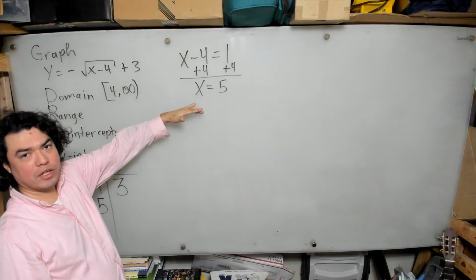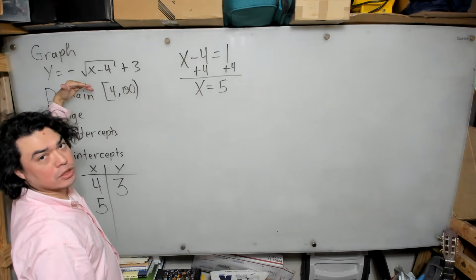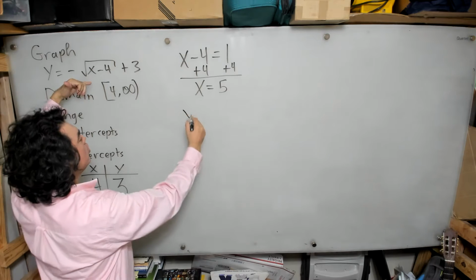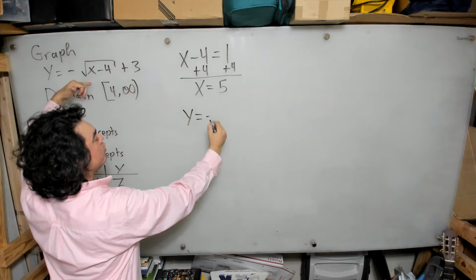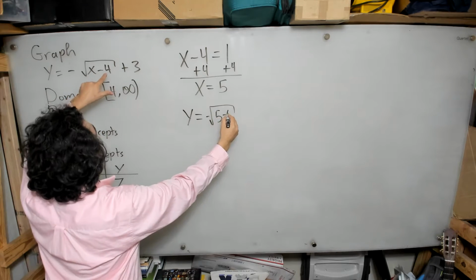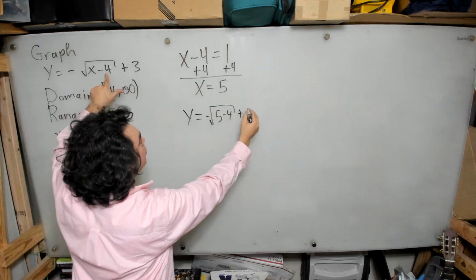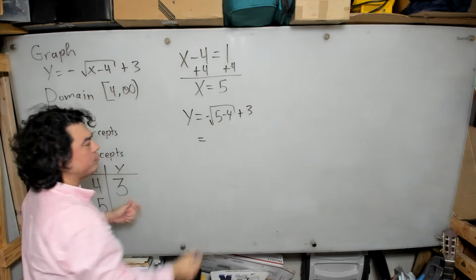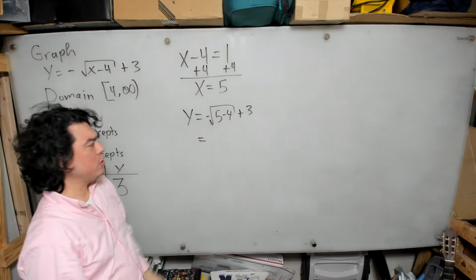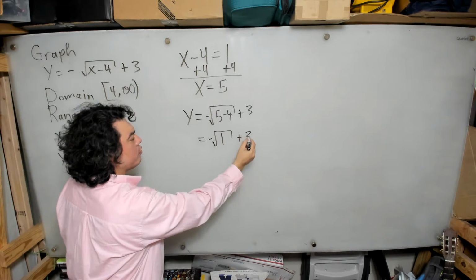What do I do with this x value? I want to find the corresponding y value. So I evaluate my equation with the x value 5. So y will equal negative square root of 5 minus 4 plus 3. Now, what is 5 minus 4? That's positive 1. So this will be the negative square root of 1 plus 3.